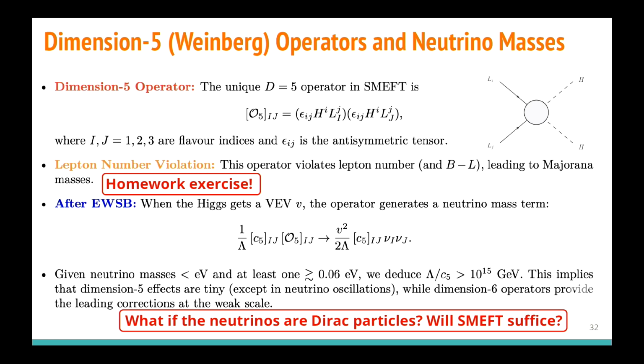However, from neutrino oscillation experiments, we know that the masses of the neutrinos are less than an electron volt, and at least one of them is heavier than 0.06 electron volt. So what we deduce from here is that lambda by C5 should be greater than 10 to the power 15 GeV. Vaibhav has a question.